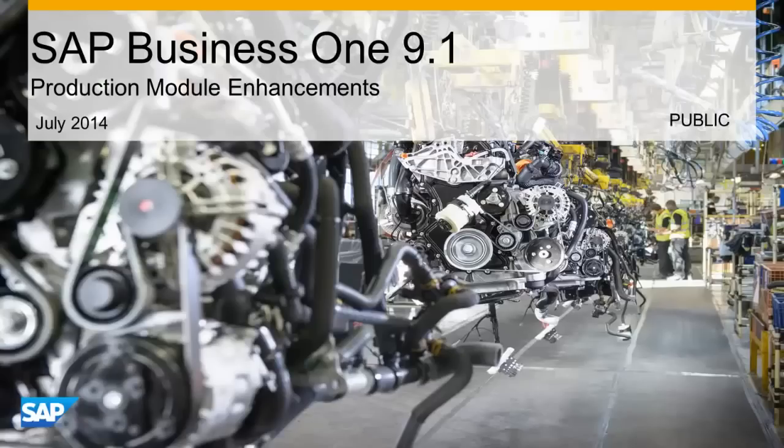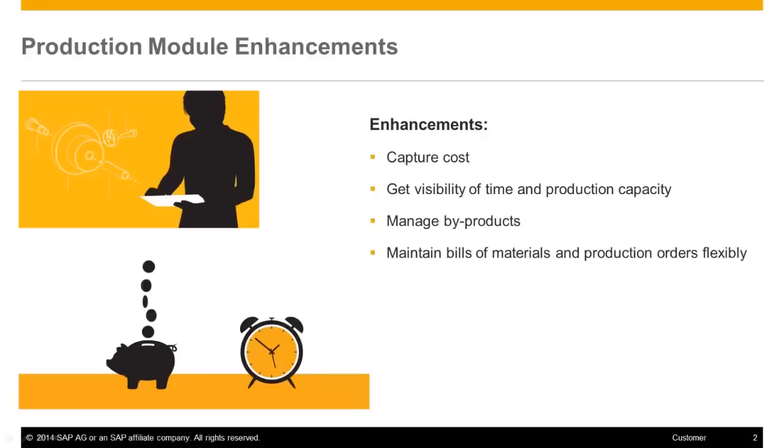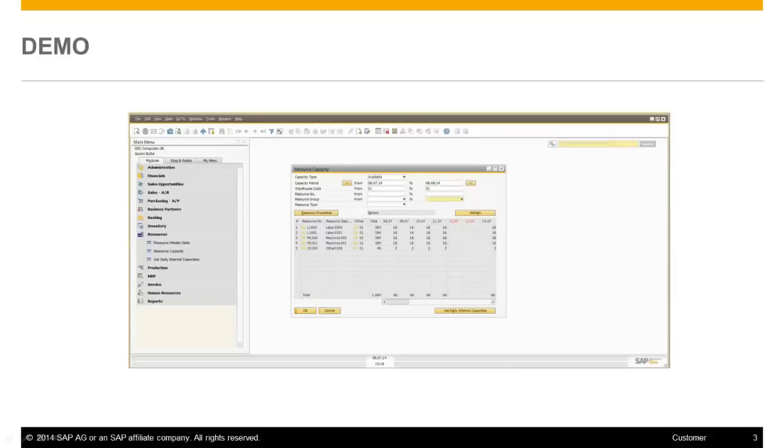SAP Business One 9.1 Production Module Enhancements. With Production Module, we have the ability to capture production costs and have visibility over production capacity and time. Bills of materials and production orders can now be managed flexibly. We now have the ability to manage byproducts. Let's go to the system and see how this works.